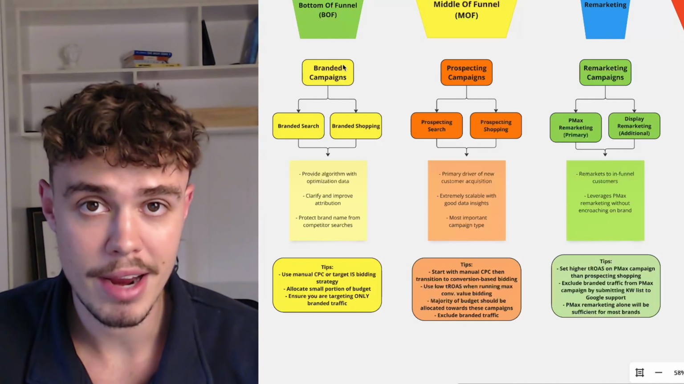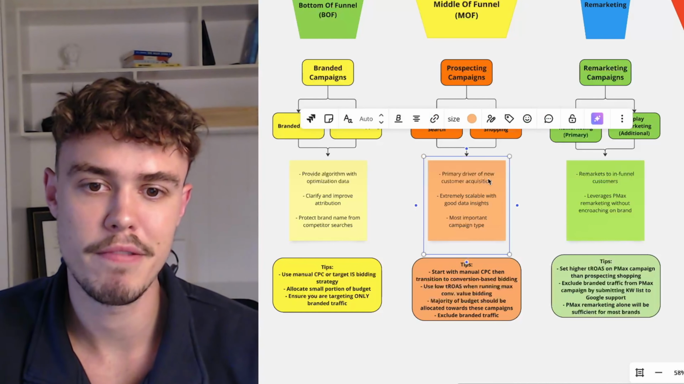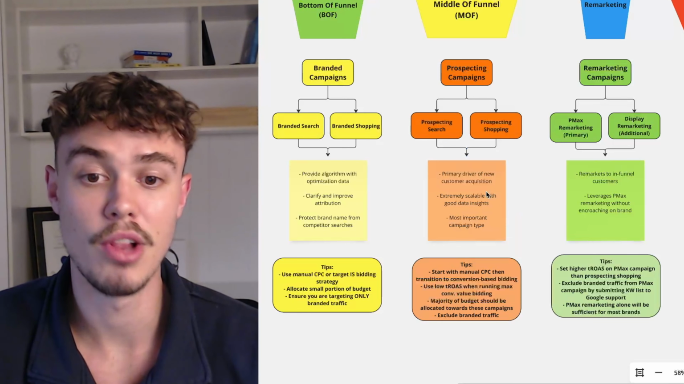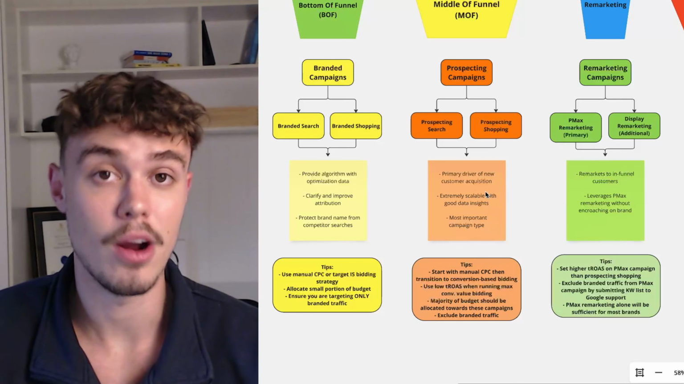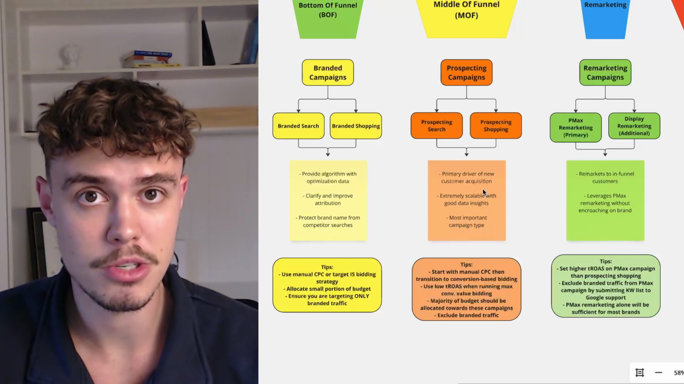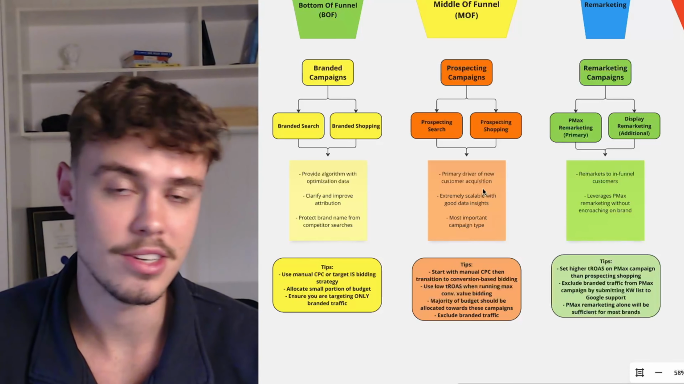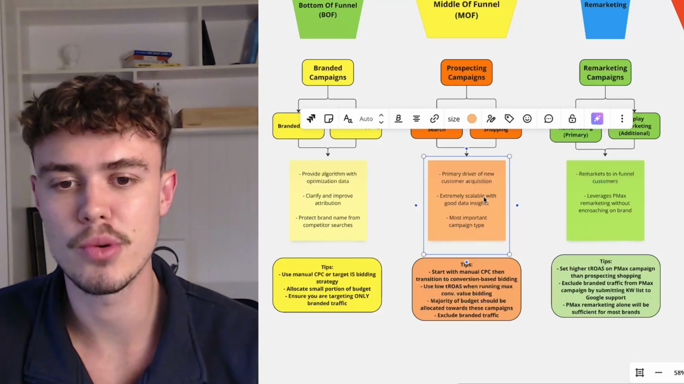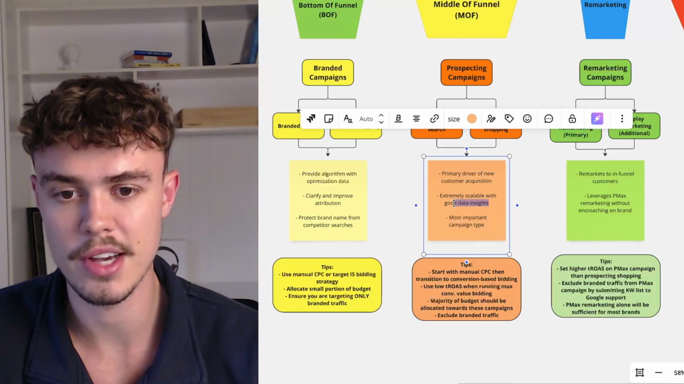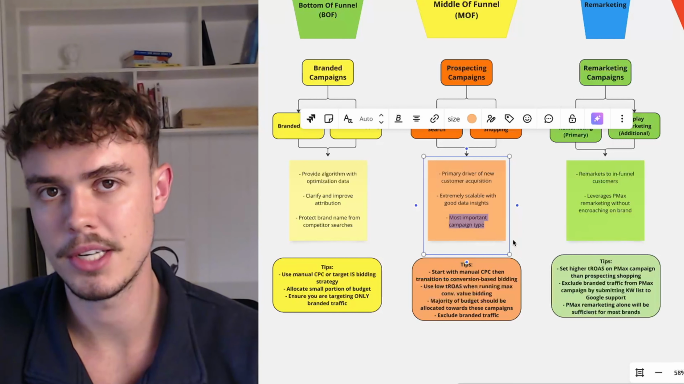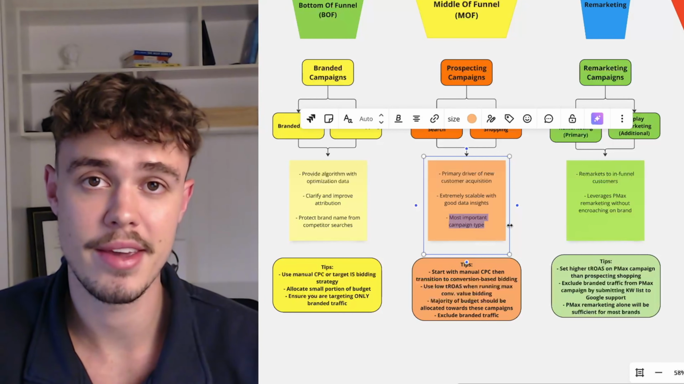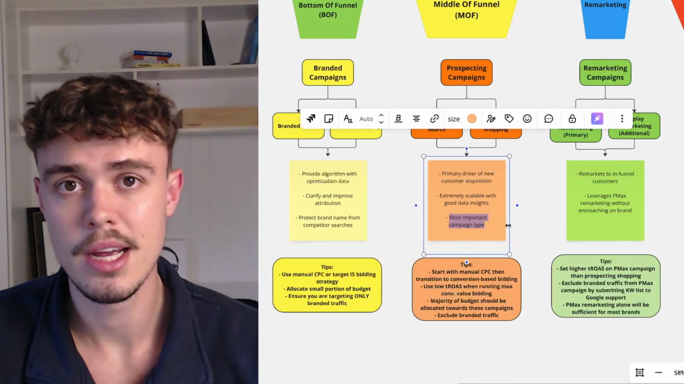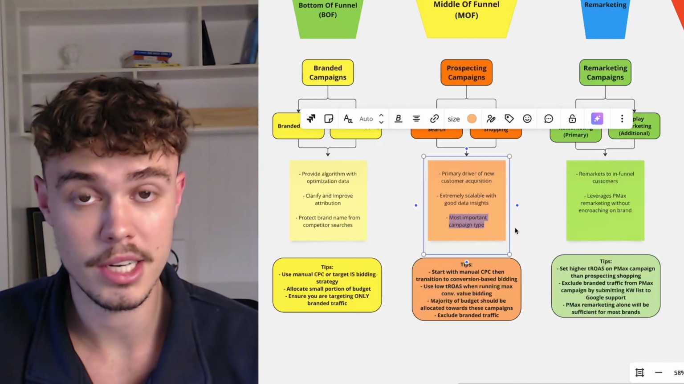Bottom of funnel is great for getting cheap conversions, but middle of funnel is really good for driving a large volume of new customers. And ultimately, every business needs new customers to grow. You can't just rely on existing customers forever. It's not going to grow your business, right? These are extremely scalable campaigns with good data insights, and they're the most important campaign type, in my opinion. Once again, these are the campaigns that really grow your brand, and they are the most important to get right.